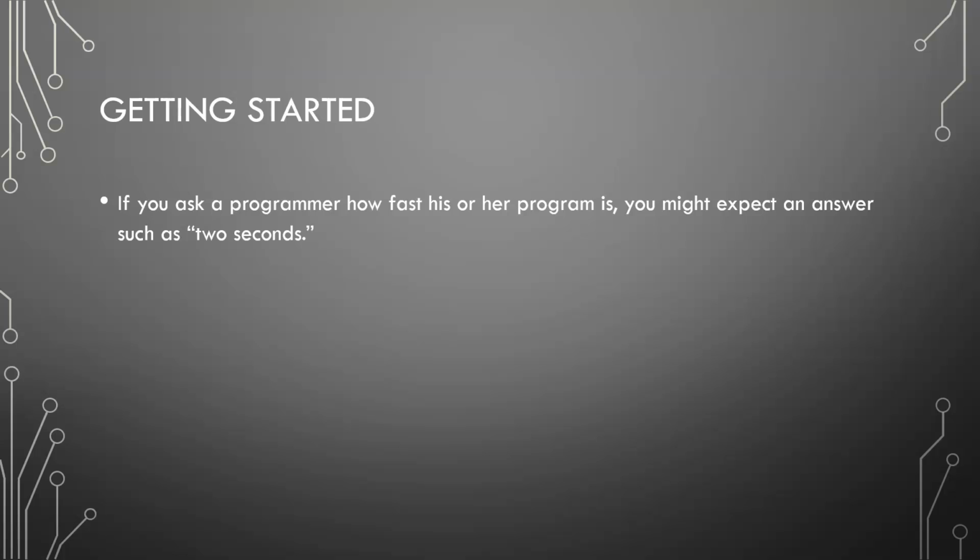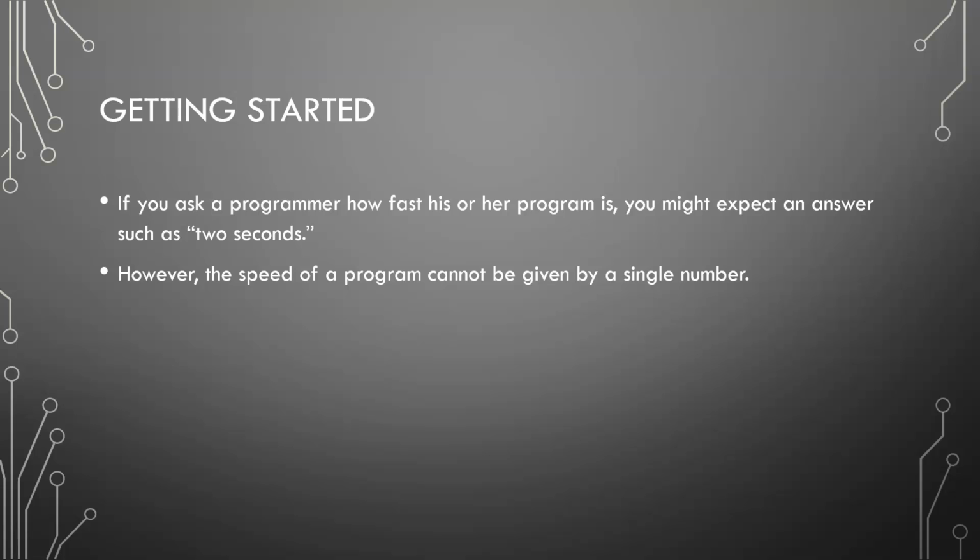If you were to ask a programmer how fast his or her program is, you might expect an answer like 2 seconds, 1 second, 12 seconds. It depends upon input. Well, the speed of a program, you can't really define by a single number, like saying 2 seconds, for example.